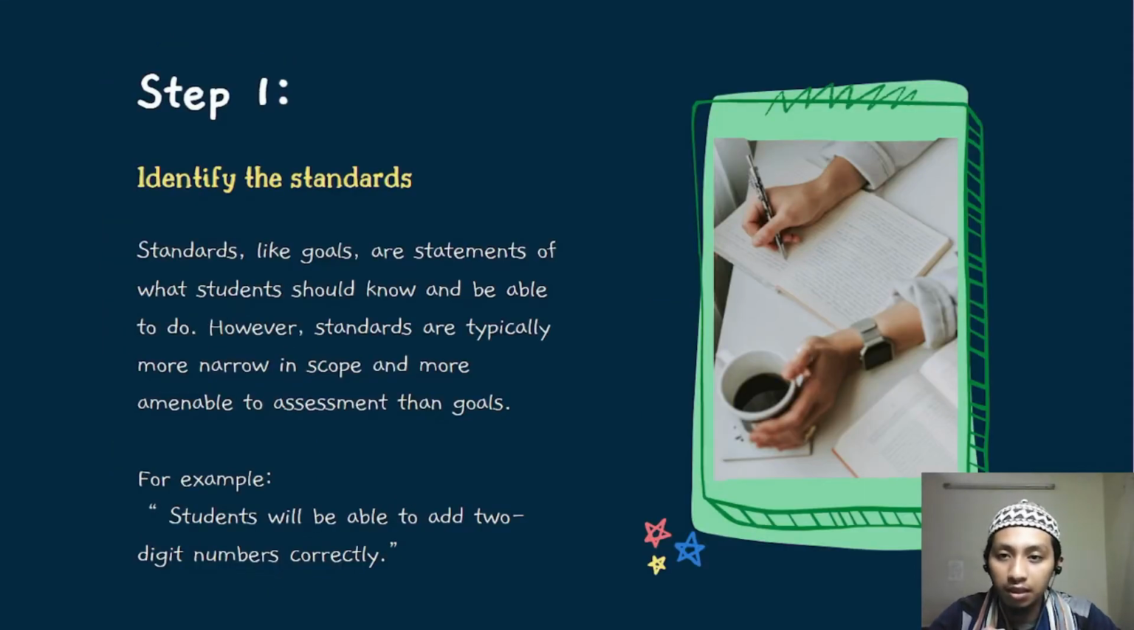The first step is identify the standards. Standards, like goals, are statements of what students should know and be able to do. However, standards are typically more narrow in scope and more amenable to assessment than goals. For example, students will be able to add 2-digit numbers correctly.